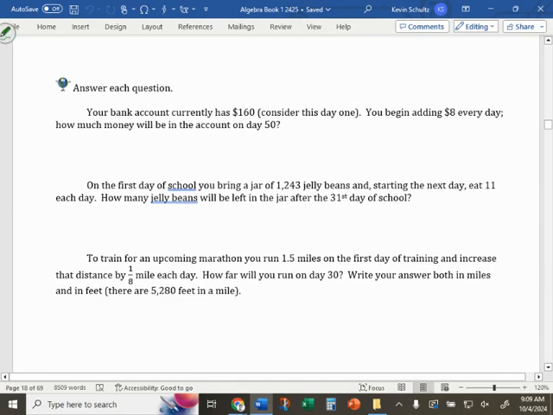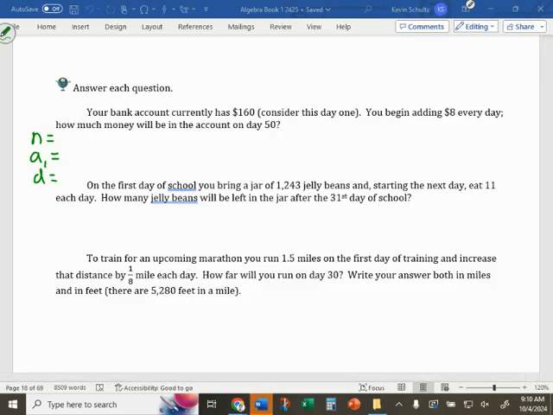Your bank account currently has $160 in it. Consider this day one. You begin adding $8 every day. How much money will be in the account on day 50? What is our N? What is our A1? What is our D? Your bank account currently has $160. Consider this day one. What does that 160 represent?